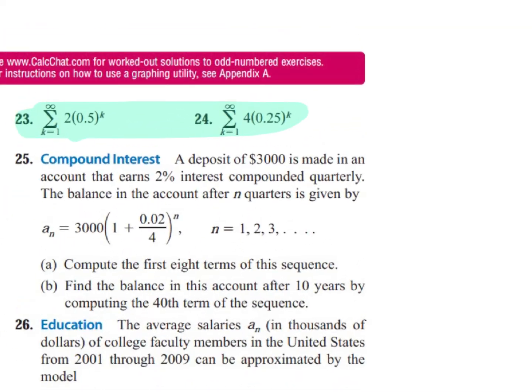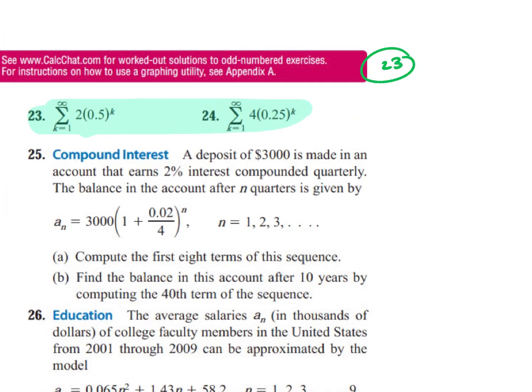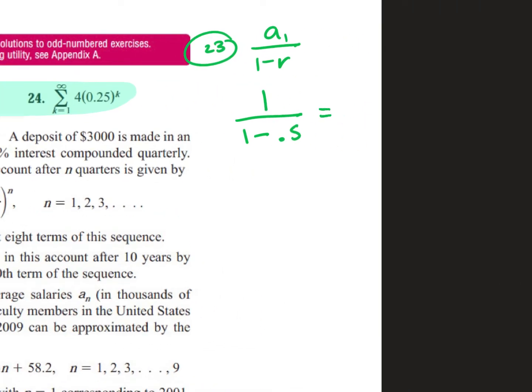So we can do 23. They're pretty much the same. So our formula for infinite sum is a sub 1 over 1 minus r. So a sub 1 is our first term. So if I were to plug in 1 into this k, this would be 2 times 0.5, which would just be 1, over 1 minus r, which r is whatever has the exponent. So here it would be 0.5. So this would be 1 over 0.5. 1 divided by 0.5 would be 2.